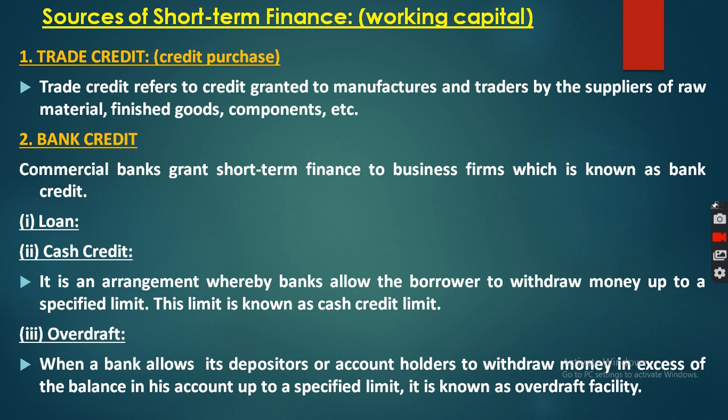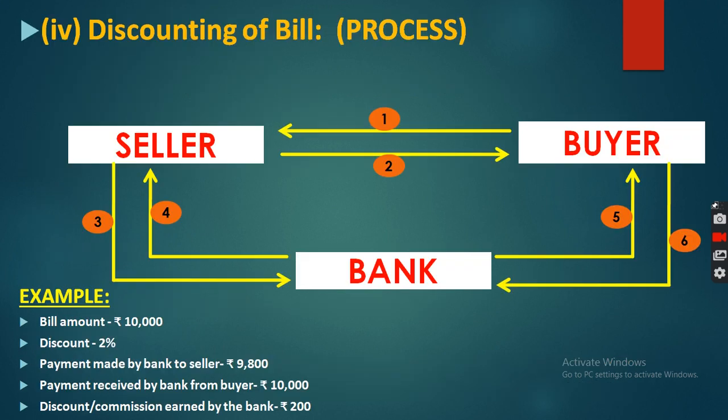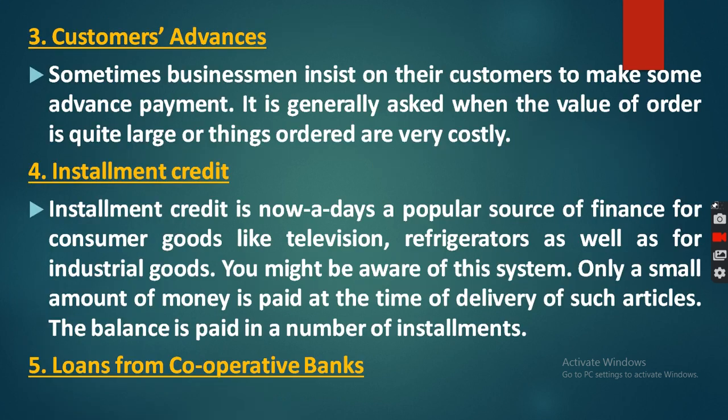Second one, bank credit. Bank credit means banks nowadays also provide short term loan, medium term loan, long term loan, cash credit facility, overdraft facility, discounting facility provided by the bank. Then customers advance means whenever a company has a need of finance, at that time the company has to receive advance money at the time of booking.